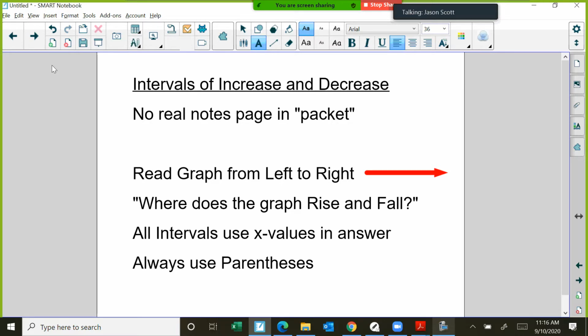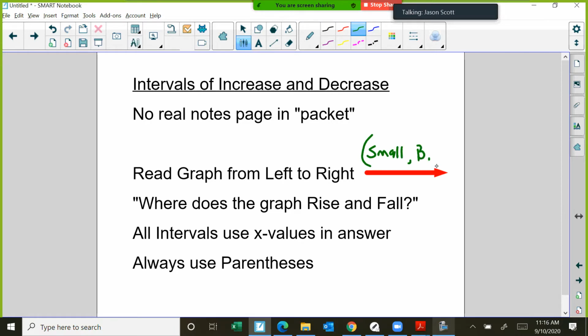And if you recall, our interval notation is always a small number to a big number. So that's why we read it from the left to the right, because the x values that are the smallest are on the left-hand side, and the x values that are the largest are on the right-hand side. So intervals are always small, big.